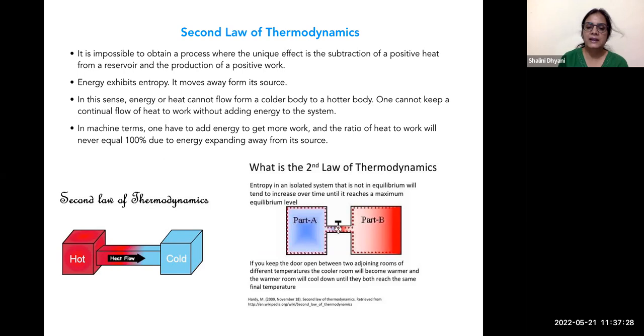For example, here in this picture, we show that if we have one part of this block very hot and another very cold, there will not be 100% heat flow. There will certainly be some amount of heat that will be escaping to the environment. One cannot keep a continual flow of heat to work without adding energy to the system. In machine terms, we can also say that if we add energy to get more work, the ratio of heat to work will never be equal to 100. That means there will be a certain amount of energy that will be escaped. So where is this energy going?